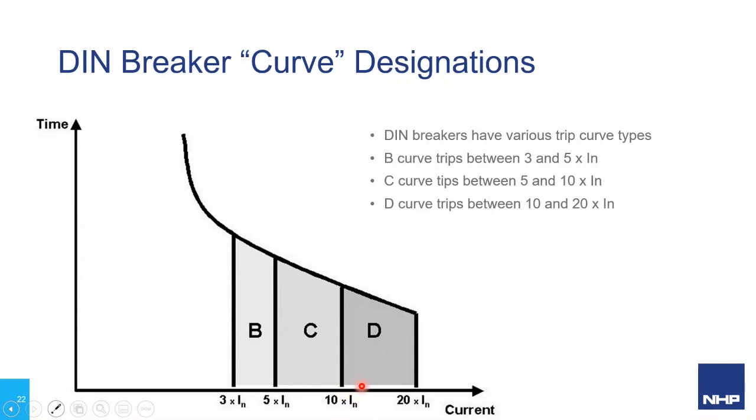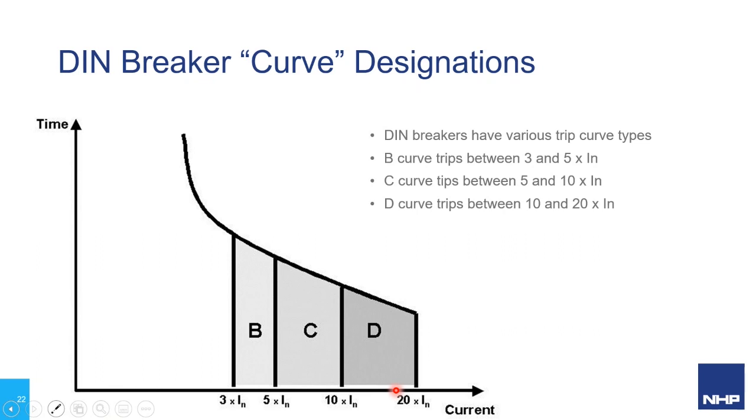D curve is between 10 and 20 times IN. These breakers are suitable for applications where the connected loads have a high inrush or startup characteristic. Loads such as iron core transformer fed devices, HID lighting and LED driver loads, welders and some specific motor types such as IE3 and later models. They're also used for small capacitor applications.